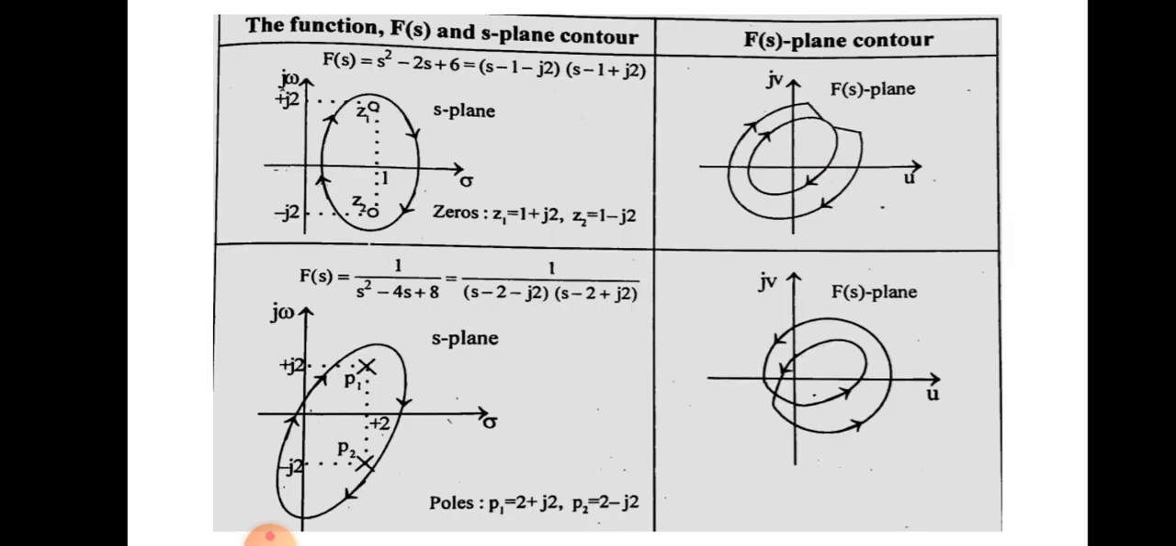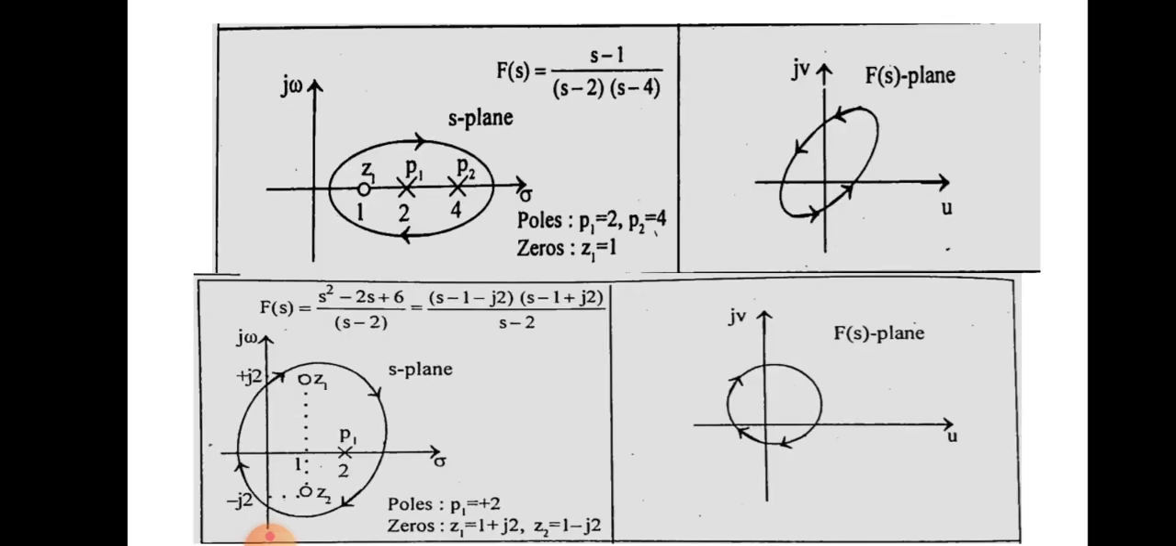So in the case of poles, the encircling will be in the anti-clockwise direction, and in the case of zeros, encircling will be in the clockwise direction. Here, the next case we will consider is f of s equal to s square minus 2s plus 6 divided by s minus 2. In this case also we will factorize the numerator, and we will get 2 zeros and 1 pole. The pole is located at 2 and the zeros are located at s equal to 1 plus 2j and s equal to 1 minus 2j.